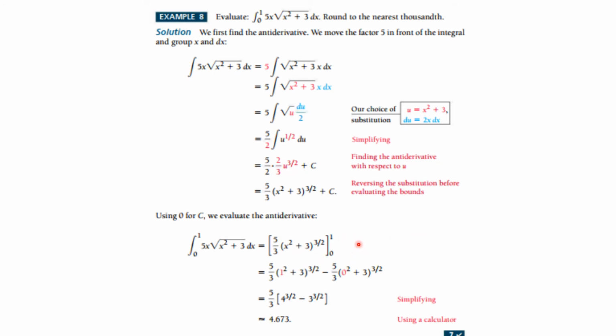But now we just use the fundamental theorem of calculus. We put the top limit in, subtract what we get when we put the bottom limit in. We do the algebra, and we get to this.